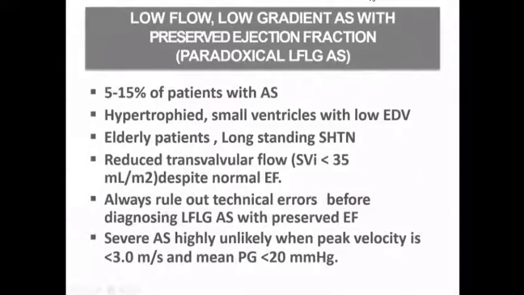So low flow, low gradient with preserved EF, that's the paradoxical AS, 5 to 10% of the AS: hypertrophied small ventricle with low end-diastolic volume, elderly patient having long-standing systolic hypertension, reduced transvalvular flow despite normal EF. Always rule out the mechanical errors before diagnosing low flow, low gradient AS with preserved EF. Severe AS is highly unlikely when the velocity is less than 3 and the mean gradient is less than 20.